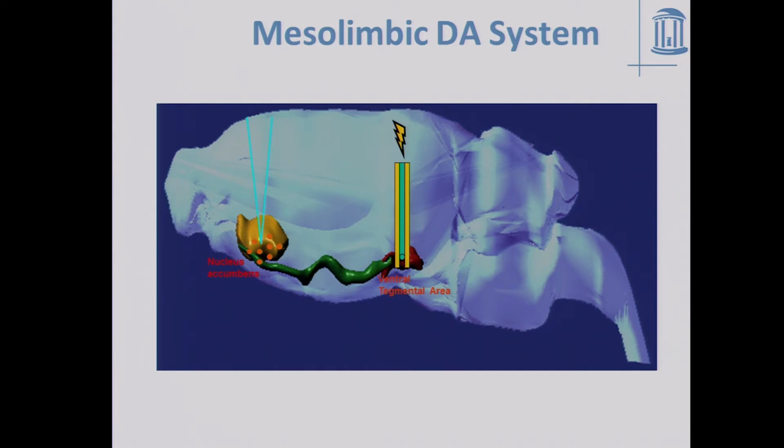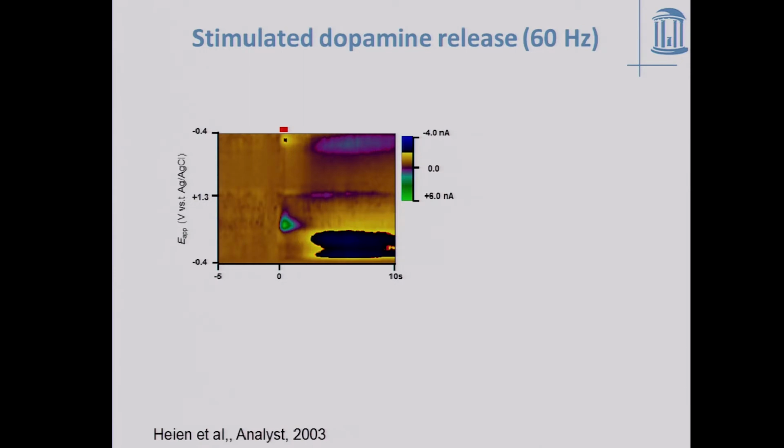But we always start with stimulated release to make sure that we have our electrode positioned in a place that supports robust dopamine release. So here's going to be a typical stimulation experiment. And this, again, is a set of 150 cyclic voltammograms. You can see it's recorded over 15 seconds. This axis is the voltage, so that's the apex of the triangle in the cyclic voltammetry waveform.